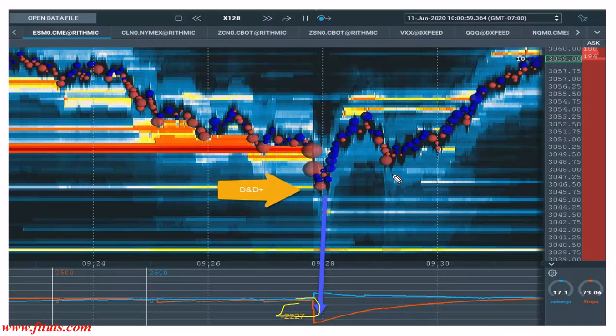Okay, so that concludes the Dumb and Dumber setup. Again, very powerful. These are all very, very powerful setups, but you're going to see as they start to incorporate, and as you start to get all these setups into your trading, you're going to be a very, very powerful trader. So we'll be back with the next setup.